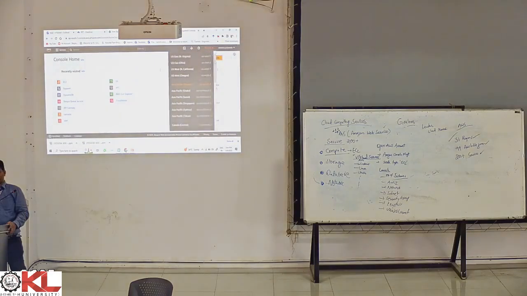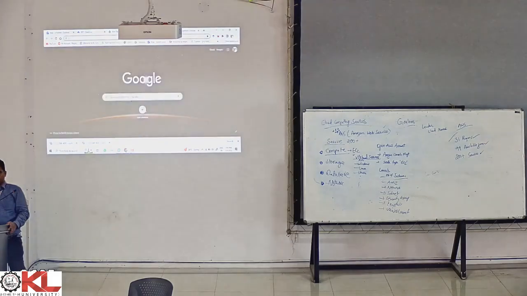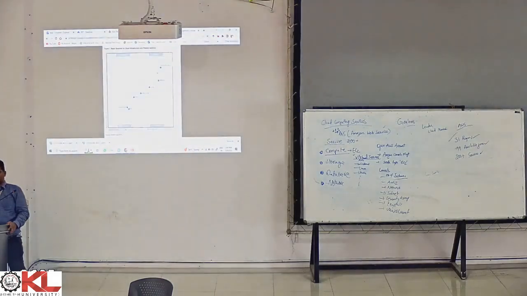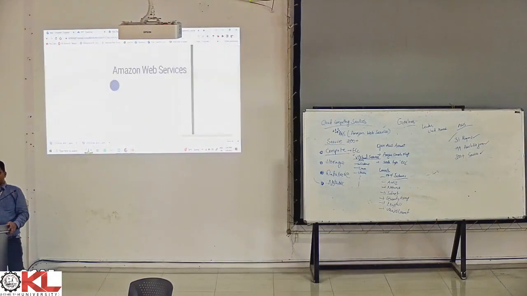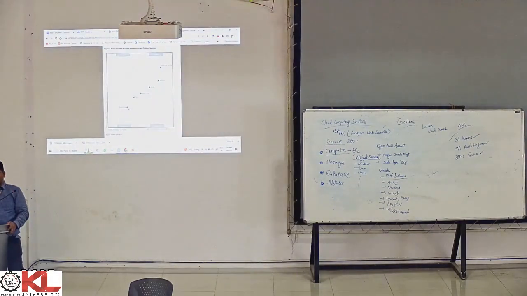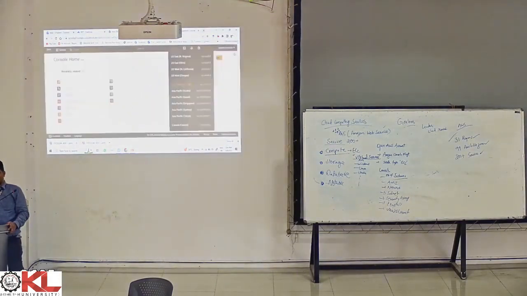There are many more regions. As I mentioned, there are 31 regions. You see, there are 31 regions. You can see the lot of the demand that is there in the market for Amazon Web Services. It is almost in the leader position, right?